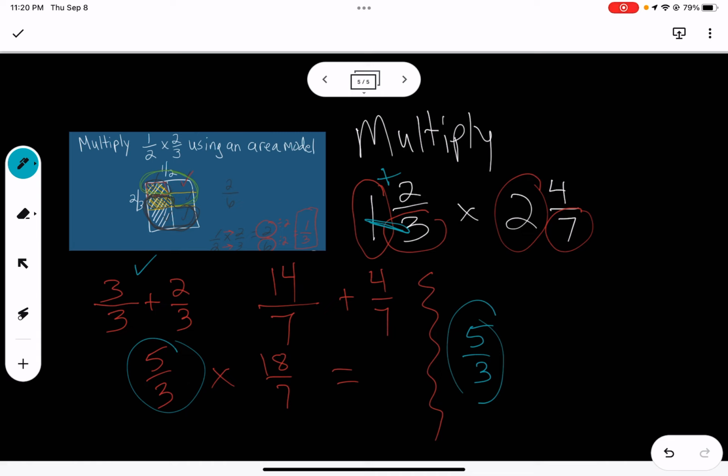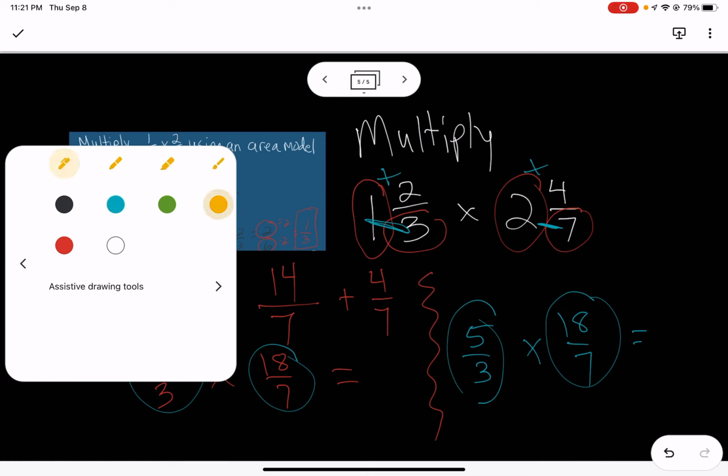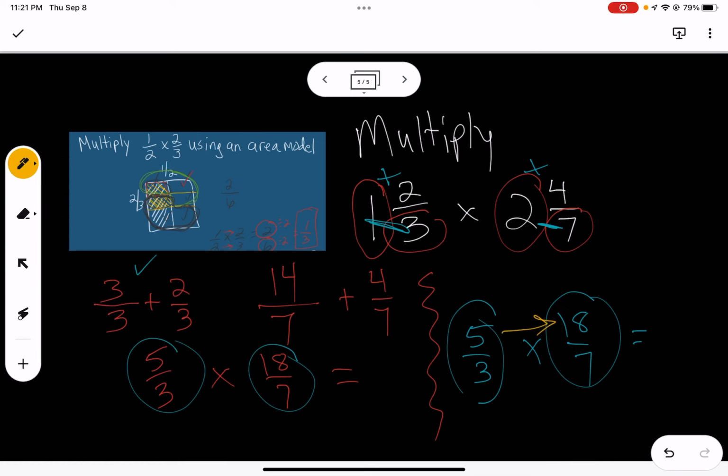Okay, so let's do the same thing here. 2 times 7 is 14, and then add the 4, that would be 18/7, and then again, see, it's the same thing. Okay, but now the whole point of this was to multiply. If we use the same strategy that we did in the other video, we simply multiply across. 5 times 18 will be in your new numerator, 3 times 7 will be in your new denominator.